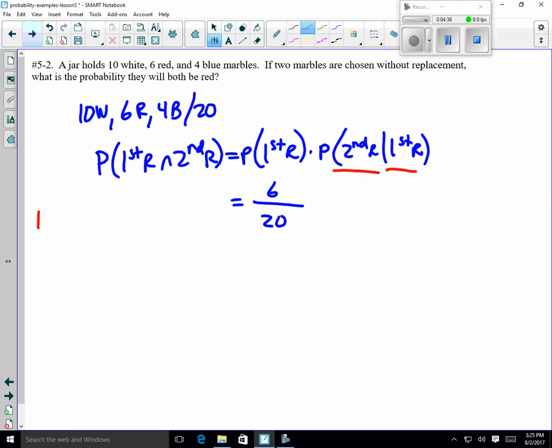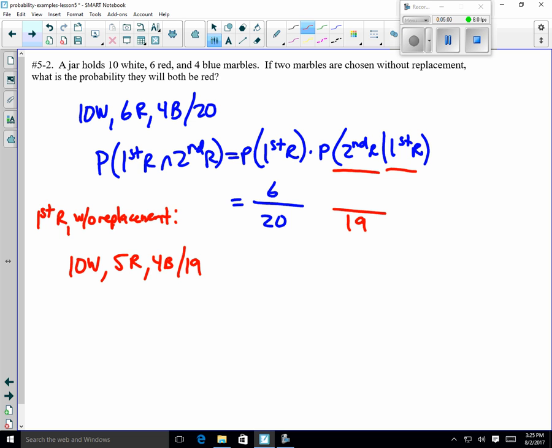So if the first one was red and without replacement, we don't replace, then this is what's now in the jar. We still have the 10 white marbles, but now we have only 5 red marbles, and we have 4 blue marbles for a total of 19 marbles in the whole jar, right? So that means out of the 19 remaining marbles, 5 of them are red, right?